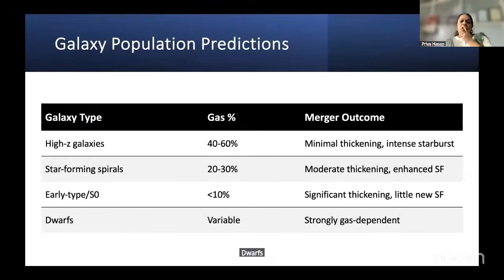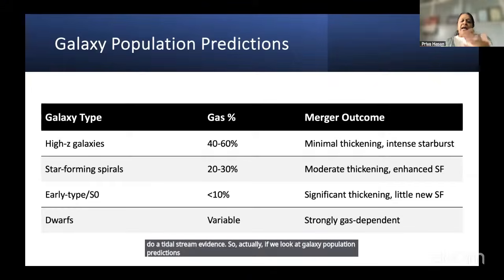So if we look at galaxy population predictions in high-redshift galaxies, which have a high gas content, say 40 to 60%, then in that case the outcome of the merger would imply minimum thickening with intense starburst.